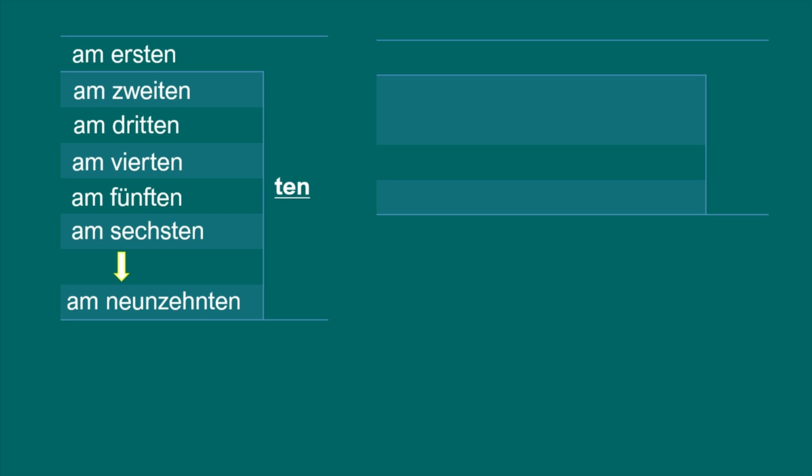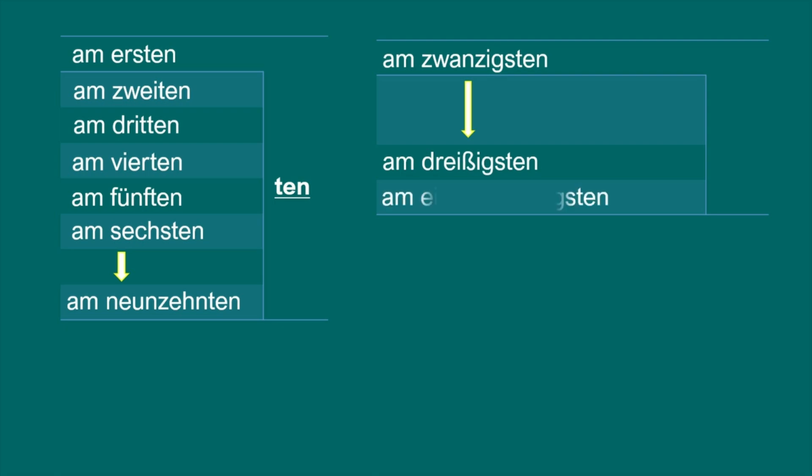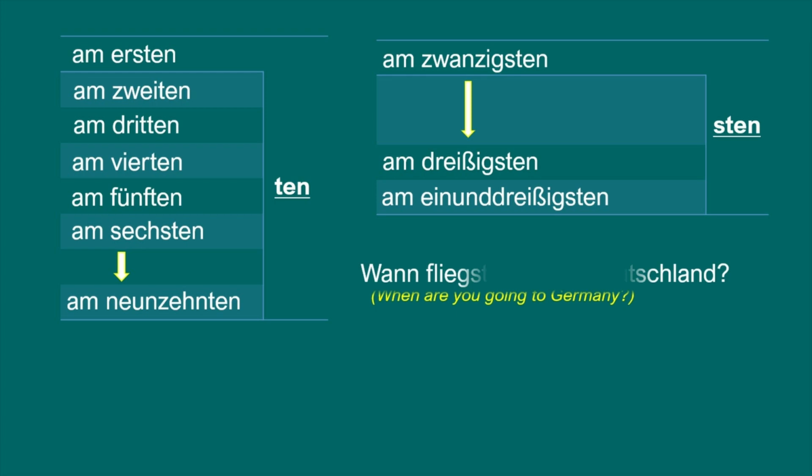Now from 20th to 31st, they also have the same ending. Am 20. Am 30. Und am 31. Which means the additional letters are just s, t, e, and n. Now let's try to put this one in sample sentences. Normally, the question which would make you use the article am will be the question when, or wann auf Deutsch.